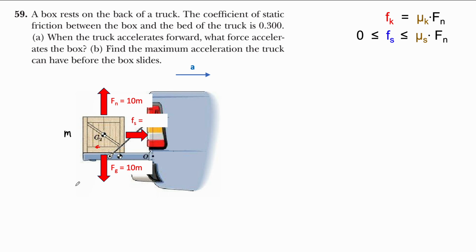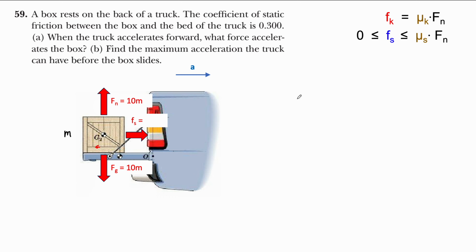And if the box is not sliding, we're dealing with static friction. So that answer is A. What is the force that's actually accelerating the box forward? Believe it or not, it's the force of static friction acting against the slide towards the back. Now, for part B, what's the maximum possible acceleration of our car?